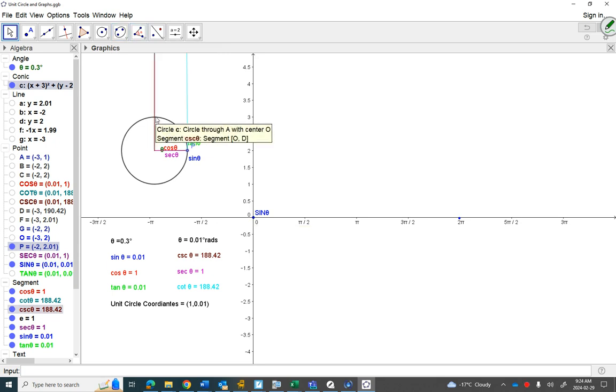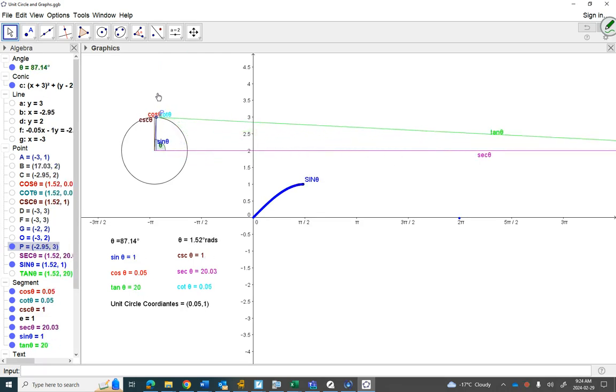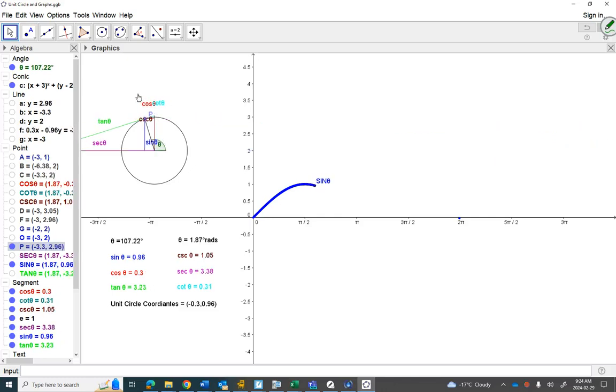If I want to get that point up to pi over 2, where it's equal to 1, notice my y-coordinate is getting bigger and bigger and bigger until it hits 1. Then in quadrant 2, my y-coordinate is still going to be positive. We know from our CAST rule that in quadrant 2, sine is positive, but my y is getting smaller and smaller and smaller until it gets to 0.